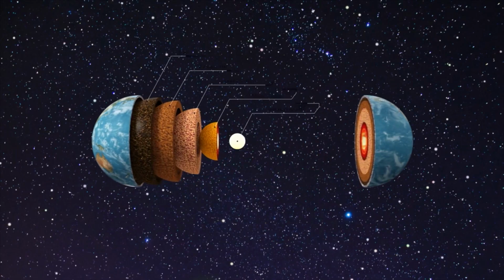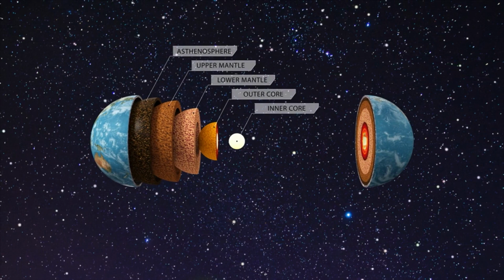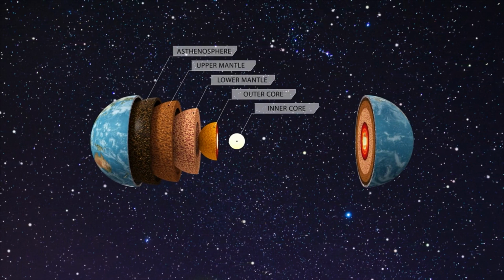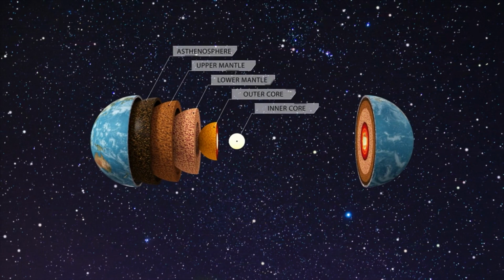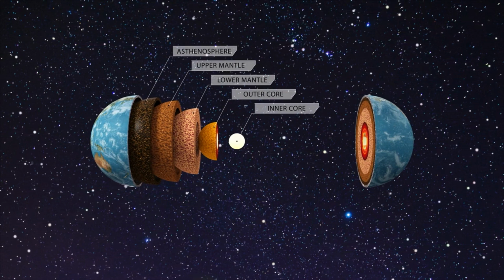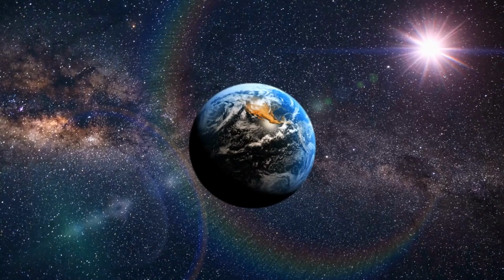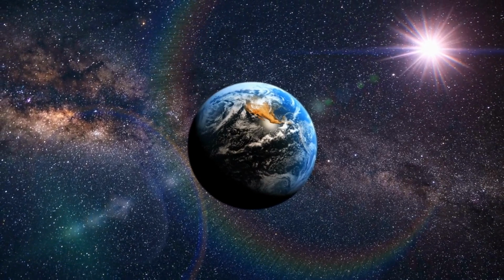Let's now examine its functions and structure more closely. The outer core. The Earth's structure can be likened to that of an onion, consisting of 4 layers, each with a distinct composition and role in the planet's geology. 2 of these layers form the core.